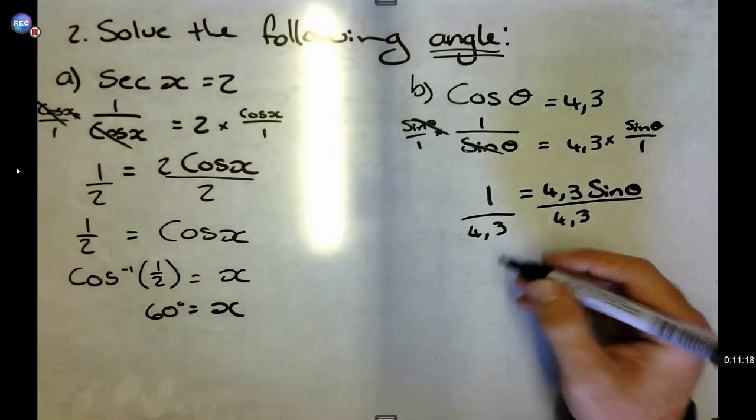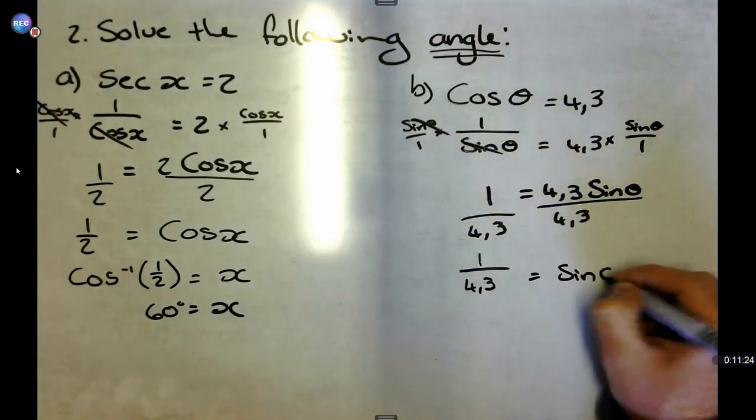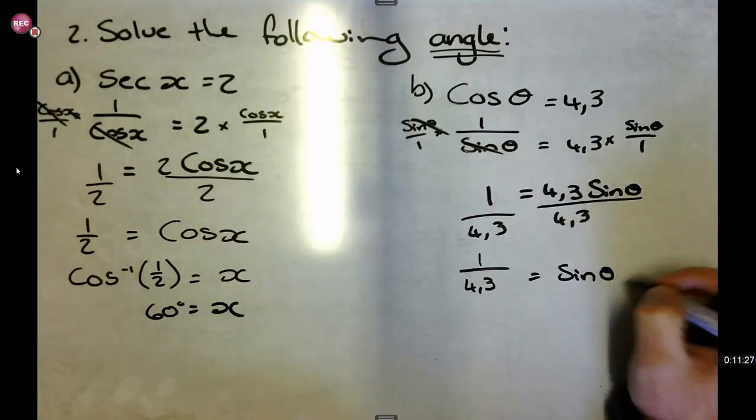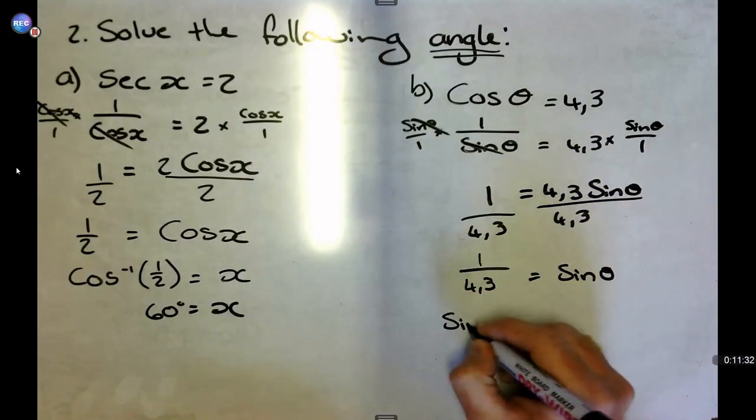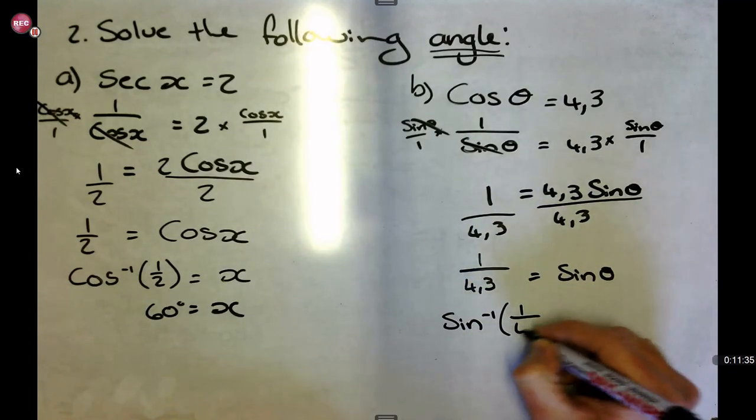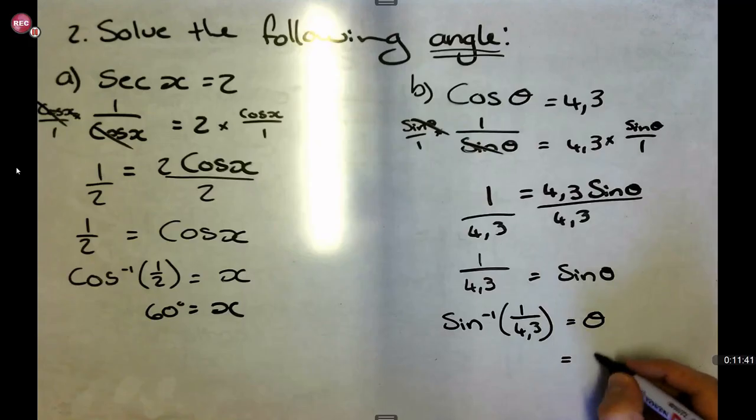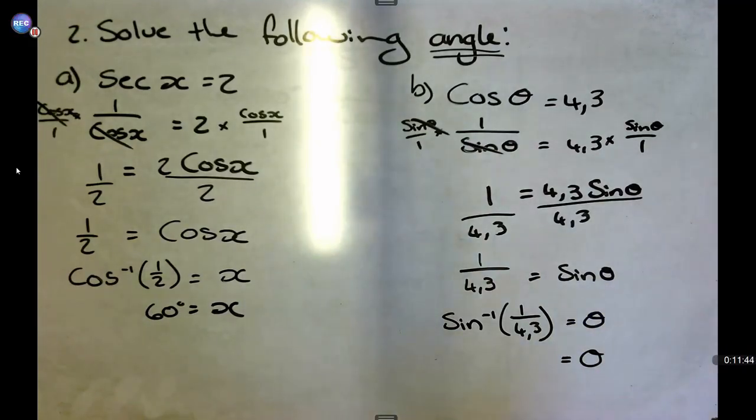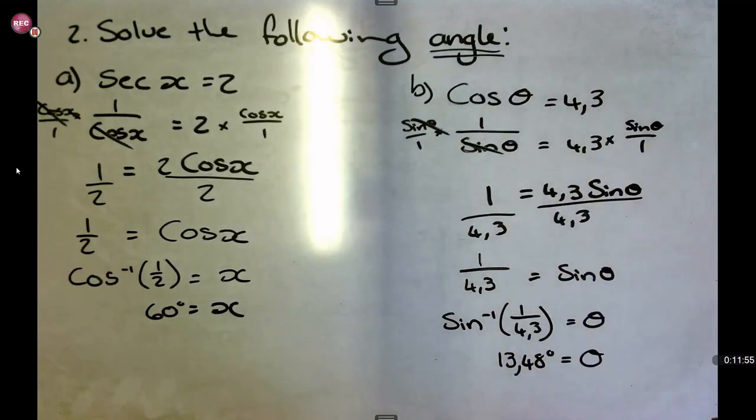What you'll then have on the left is 1 over 4,3 equals sine theta. Now, you want theta on its own because you're calculating an angle, so you have to carry the sine over, and it becomes sine to the power of negative 1, open bracket 1 over 4,3, close your bracket, and theta on the right side. Press into your calculator shift sine and 1 over 4,3, and you'll get an answer rounded off to 2 decimal places of 13,48 degrees, and there you've solved for the angle.